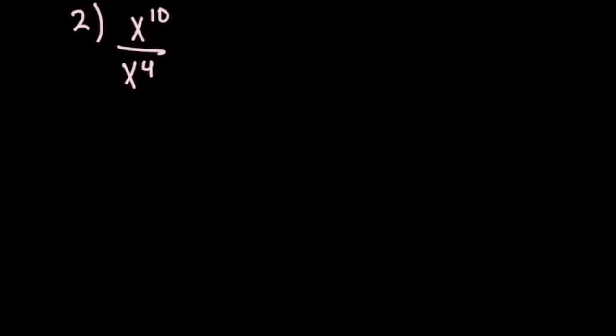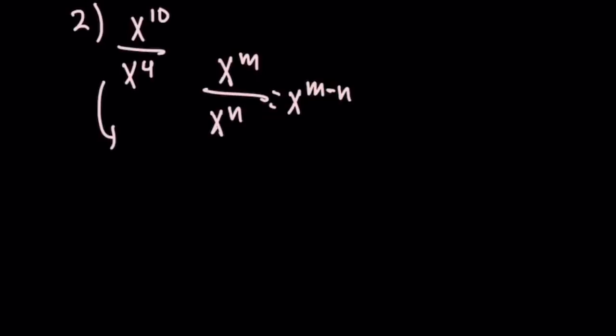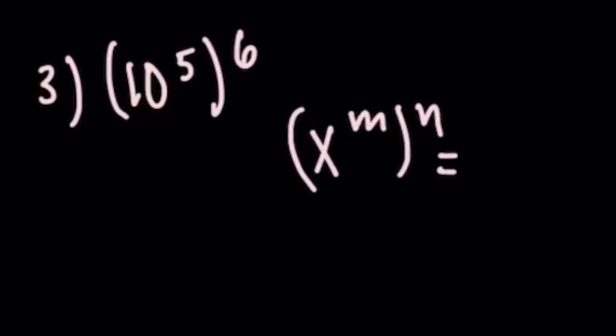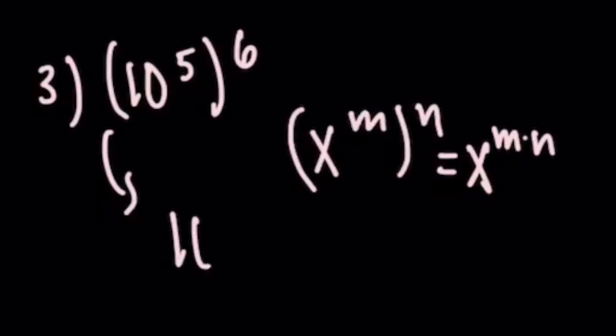Here, we can use the property of x to the power of m divided by x to the power of n is equal to x to the power of m minus n. So we can rewrite our expression as x to the power of 10 minus 4 is equal to x to the power of 6. The third problem we will try is 10 to the power of 5 to the power of 6. In this case, we use the property where x to the power of m is taken to the power of n and rewritten as x to the power of m times n. So here we can rewrite our expression as 10 to the power of 5 times 6, which is 10 to the power of 30.